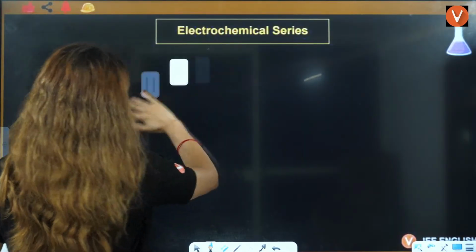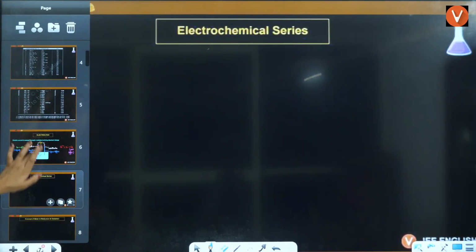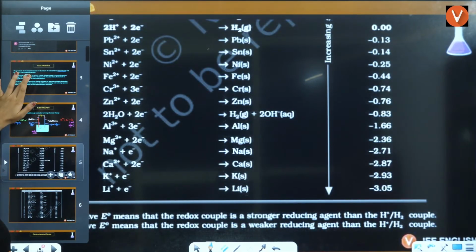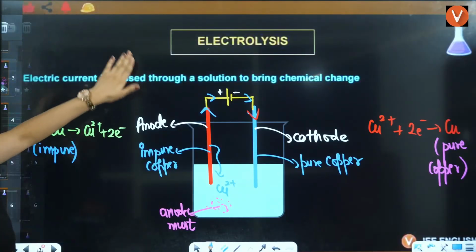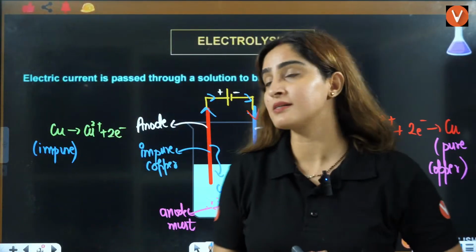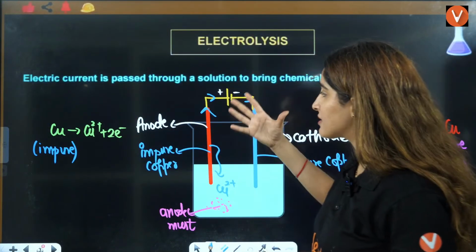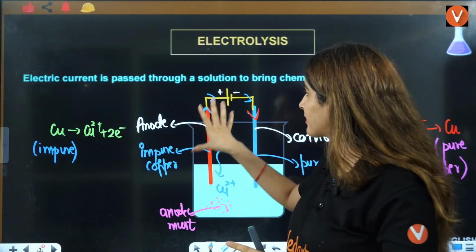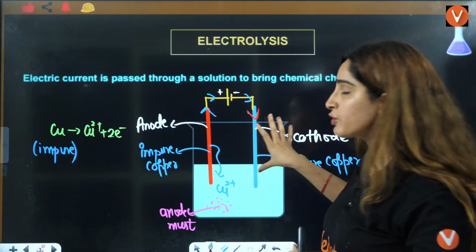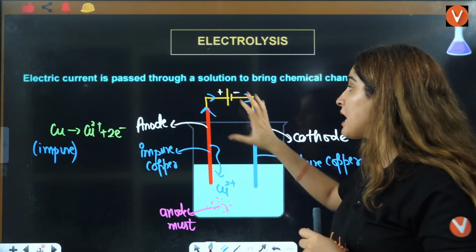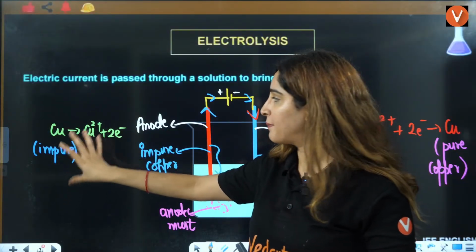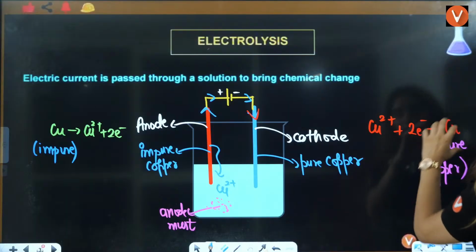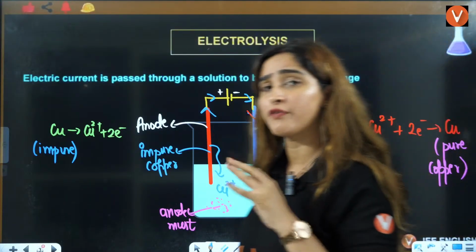So starting again from the start. Just copy paste this here, and here, and here, right? What we started with is electrolysis, and in electrolysis I taught you that the anode is always on the positive side. It is connected to the positive terminal, and cathode is connected to the negative terminal. Now on anode, because oxidation happens, it is going to lose electrons, and at cathode it is going to gain electrons, right? So this is the process of electrolysis.